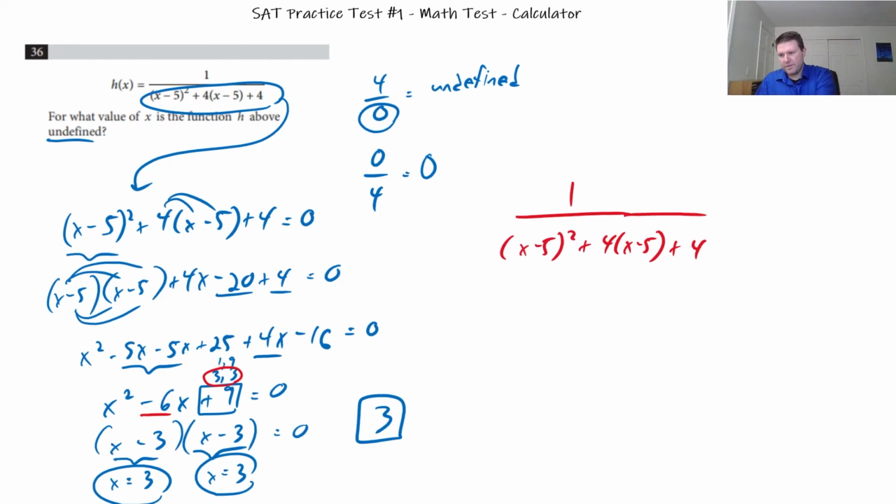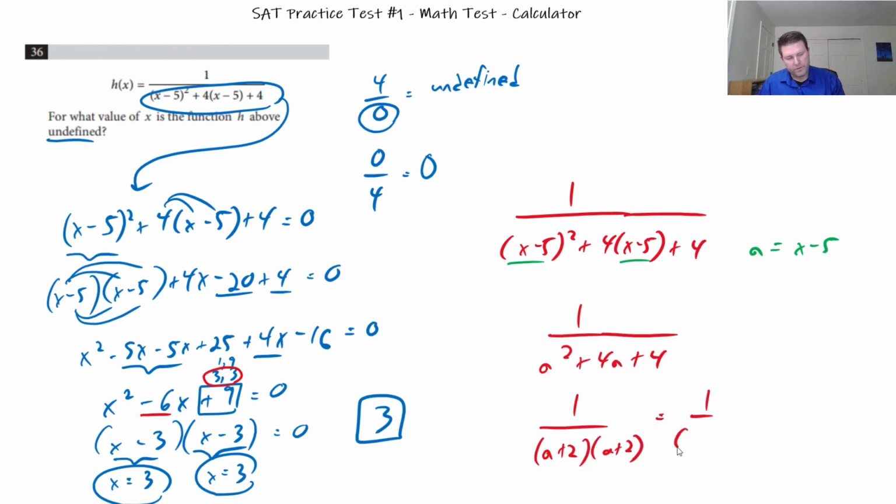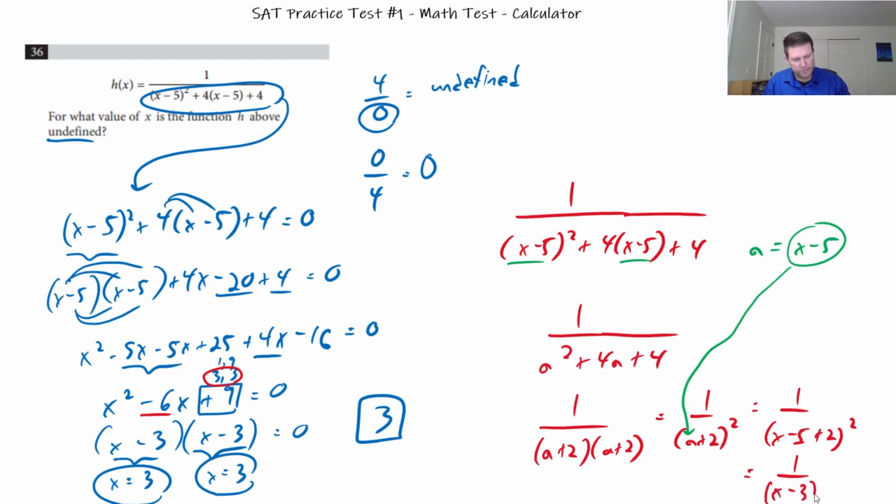But basically, I'm going to use some green, see how the x minus 5's match? This has the structure of, if you let a equal x minus 5, I'm going to rewrite this now with a plugged in, it would be 1 over a squared plus 4a plus 4, right? And then if you factor that, that's 1 over a plus 2, a plus 2, or 1 over a plus 2 squared. And then if you replace the a with the x minus 5, you get 1 over x minus 5 plus 2 squared, which is 1 over x minus 3 squared, which is the exact same thing we got over here. So that's just 3 for what would cause that to be undefined. So yeah, fun little factoring thing there.